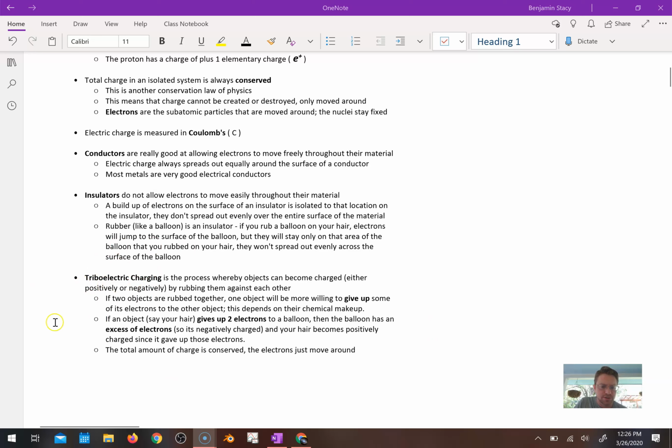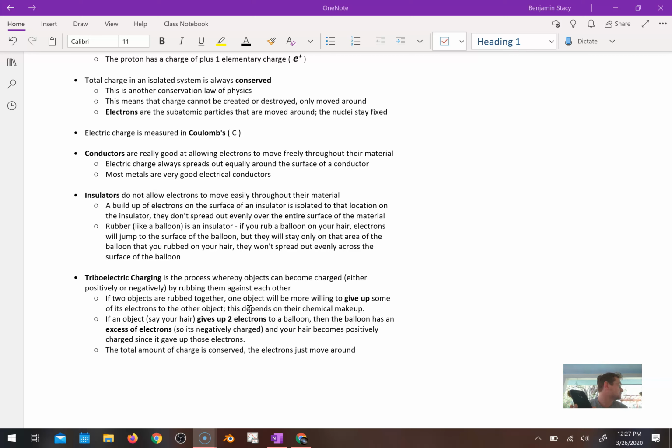Triboelectric charging is the name for the process by which you can rub two things together and you can get electrons to move from one object to the other object. So again, with the example of a balloon and your hair, by rubbing those things together, I can have electrons leave my hair, or maybe in the case of my phone, I do that, and I get some electrons that have moved from my hair onto the case of my phone.